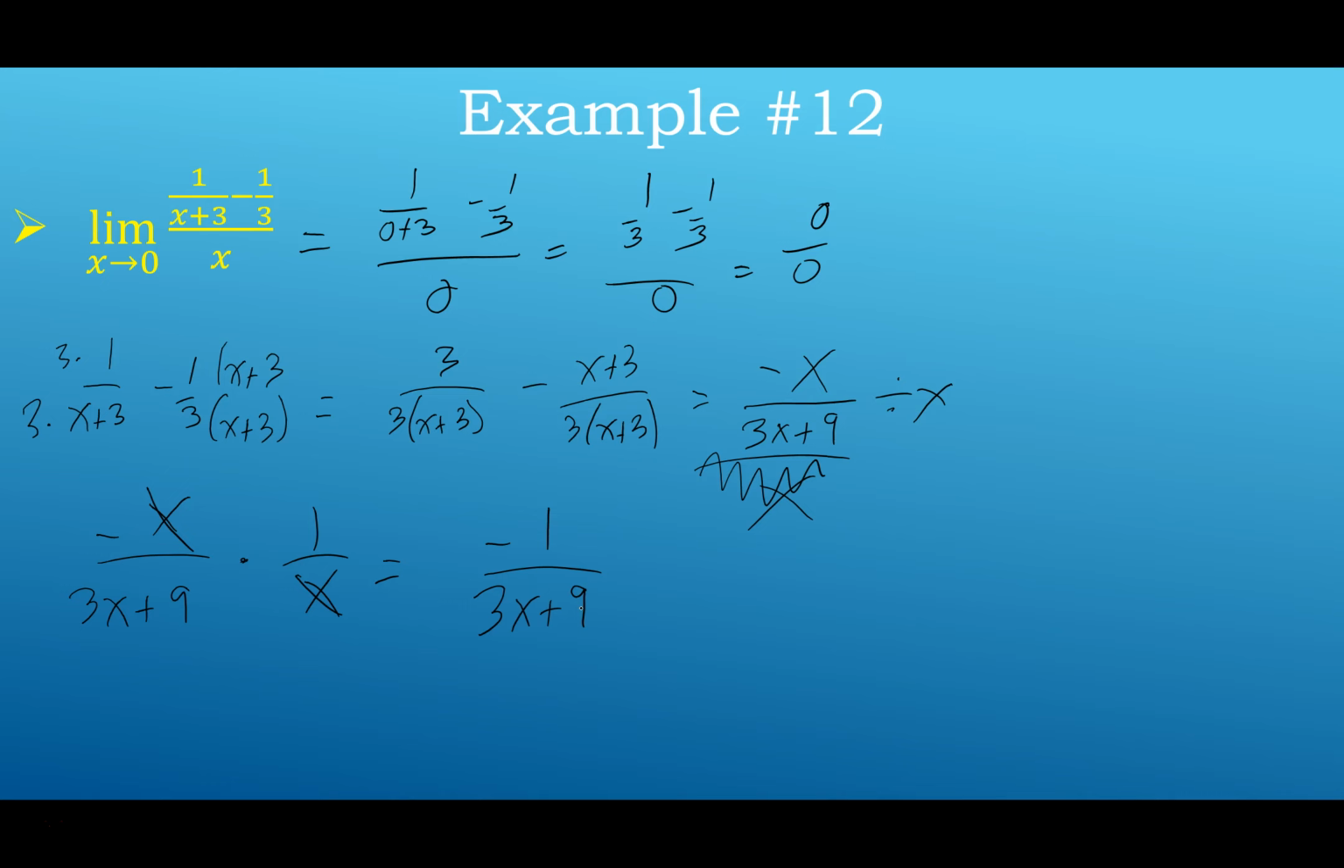And now we can plug in and get an answer. So when we work with fractions like this, when we combine them into one, the whole goal is to get down to a single fraction. You cannot have a fraction inside a fraction. You'll find something will cancel to allow you to not get 0 over 0. Because now when I plug in 0 for x, we just simply get negative 1/9. That's all there is to this particular problem.